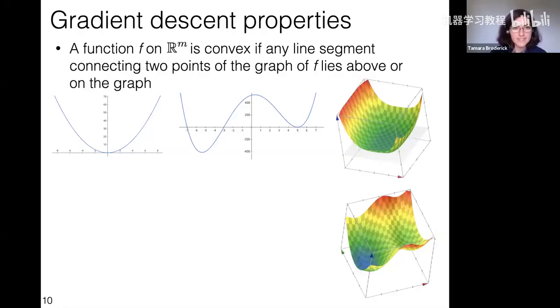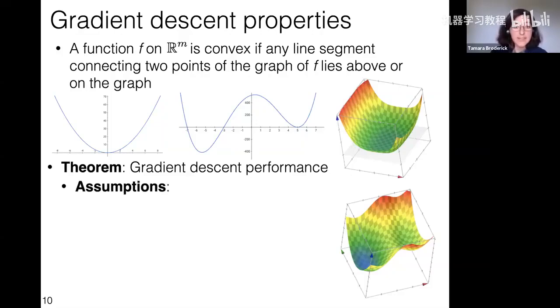Okay, so why are we talking about convexity? Because convex functions are easier to minimize. So in particular, here's a theorem about gradient descent performance. Now in my assumptions, I'm going to choose some epsilon tilde. This is basically going to ask me, how good am I? We'll see that again in the end.